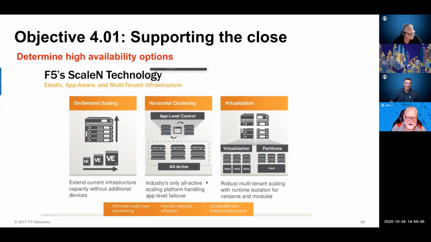But at a high level, there are 3 forms of HA that we have. We have this VCMP virtualization. Virtual editions can also do active standby. We also have N+1, where we can cluster multiple F5s together. We'll talk about this.